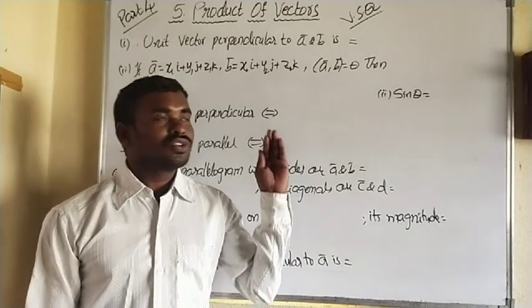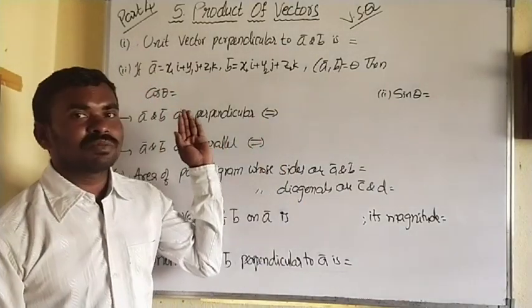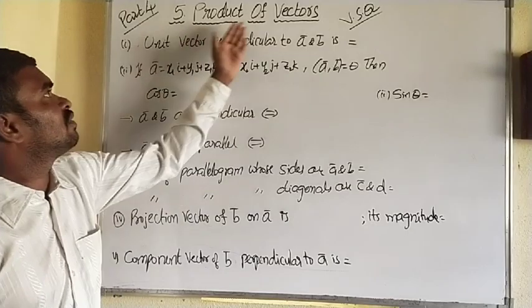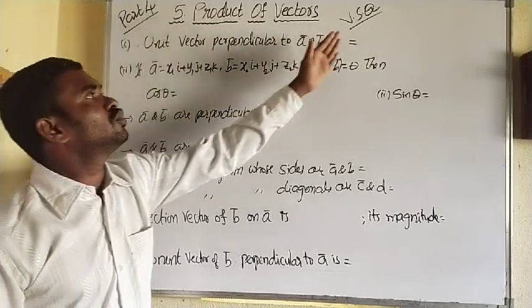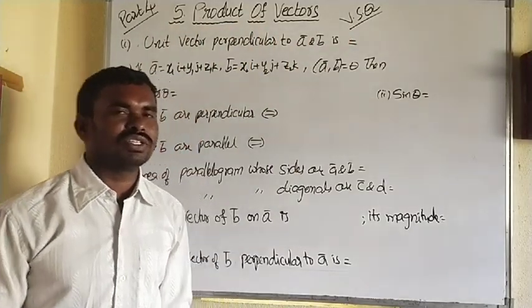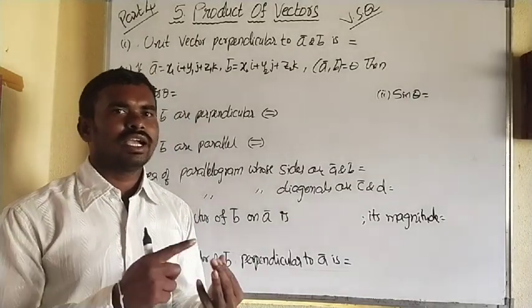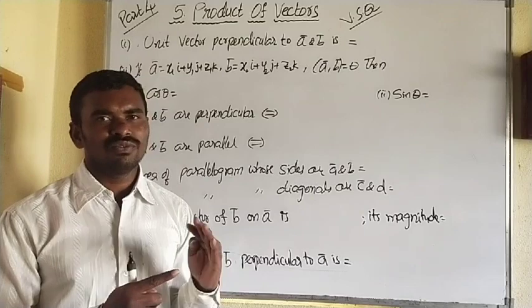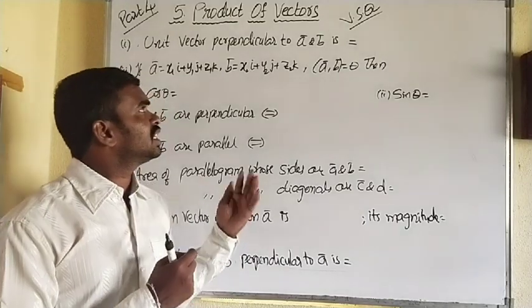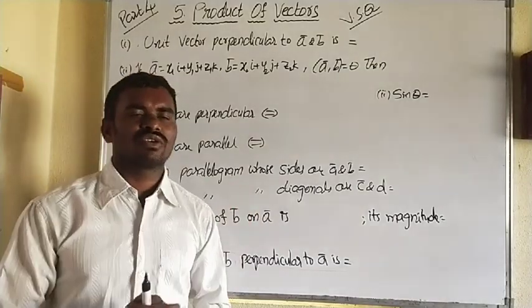So now 2 marks questions, that means intermediate first year Maths 1A, product of vectors part 4. 2 marks questions, very short questions, we are going to learn. In part 1 and part 2 we completed 7 marks questions, and part 3 and part 4 completed 4 marks questions. Next, in this class, 2 marks questions we are going to learn.